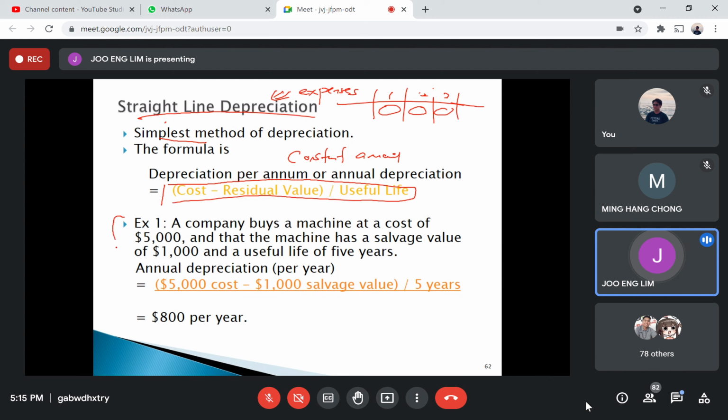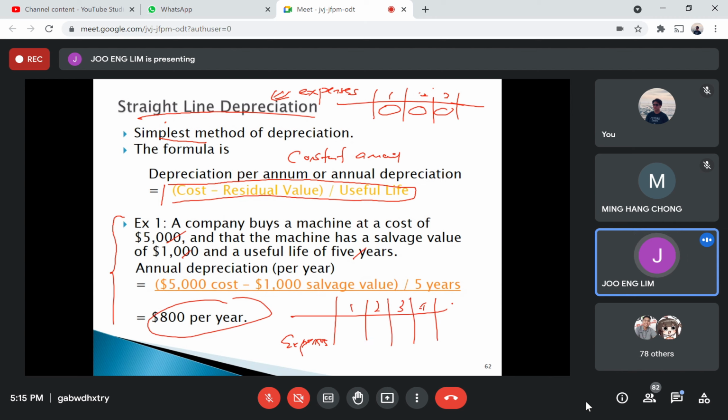Okay, so look at a very simple example here. A company buys a machine at a cost of 5K and has a salvage value of 1K. Useful life is 5 years. So your depreciation base is 5K minus 1K divided by 5. So every year you have 800. One of the expenses that you are going to put in the cash flow of this project is depreciation, which is 800, 800, 800, 800, 800, right? So this is called straight line depreciation.